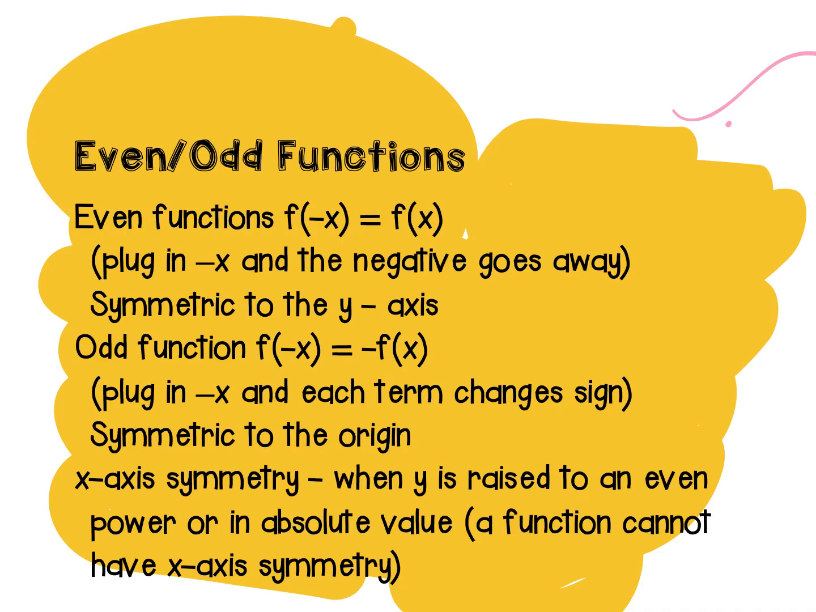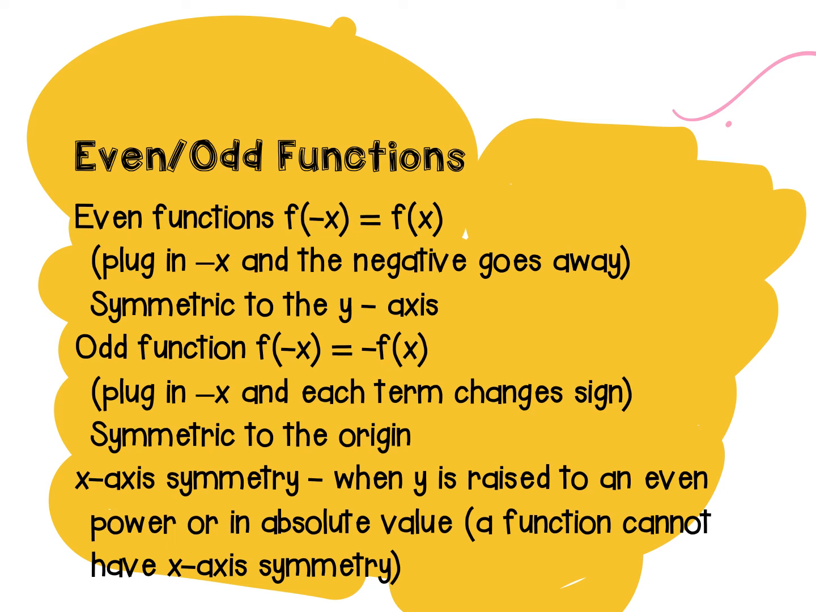Okay. Even and odd functions. An even function will occur when you plug in a -x for x. Once you plug it in and simplify it down, if the negative goes away and it simplifies back to the original, it's an even function, and it's symmetric to the y-axis.